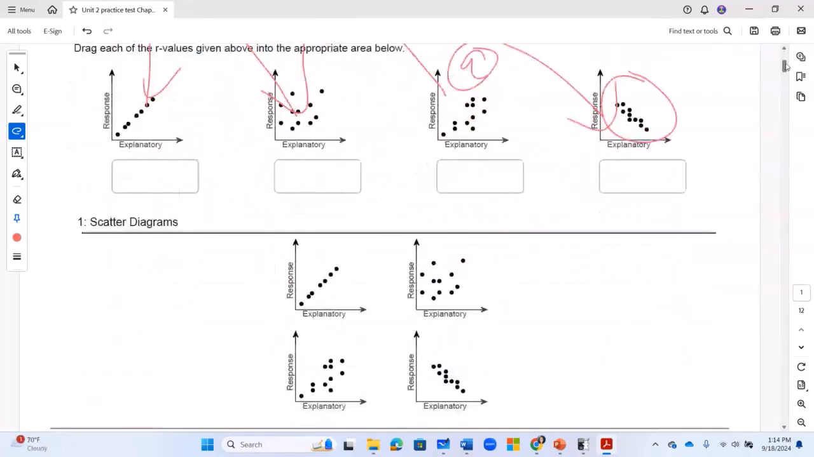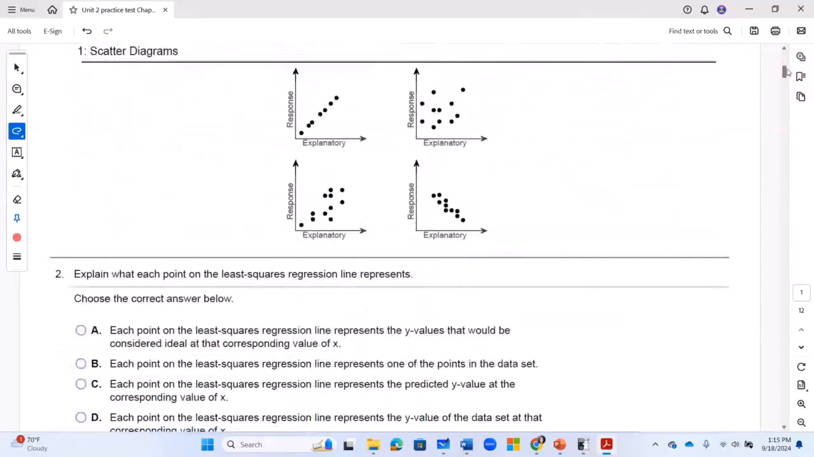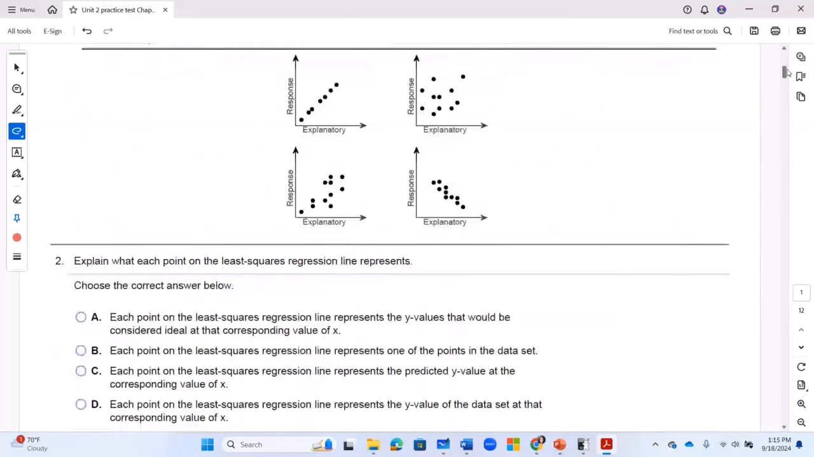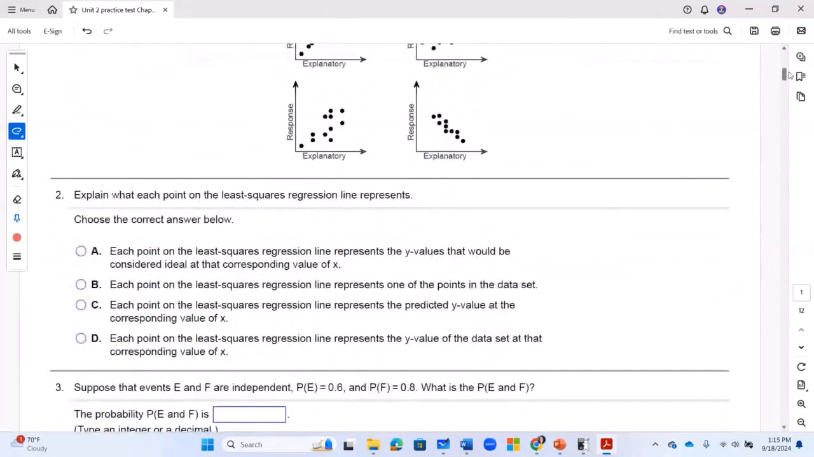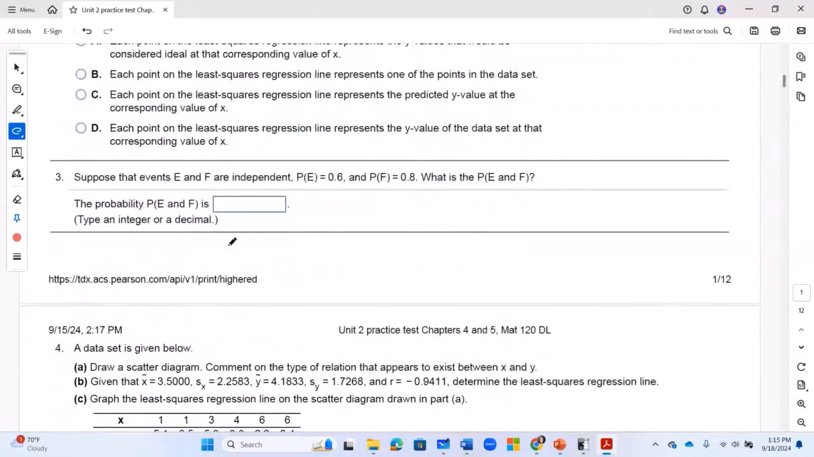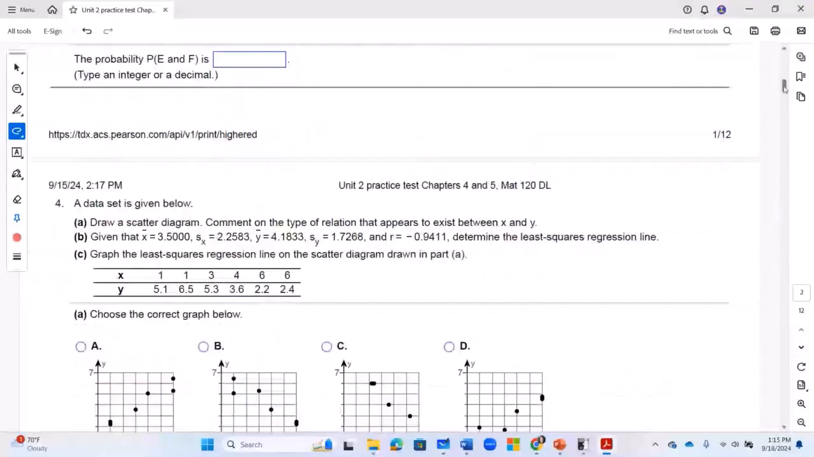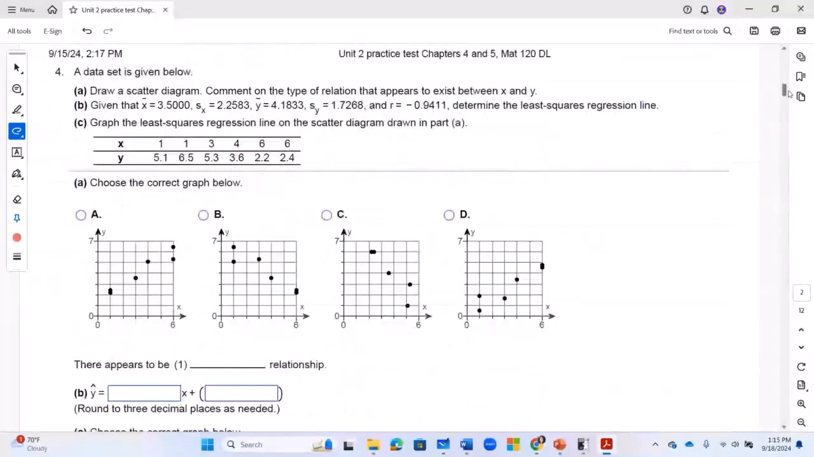Therefore, we can actually answer some questions. Explain what each point on the least squares regression line represents. All right, number three is probability, so we're not in probability yet. So let's do number four. So we are going to do another example.